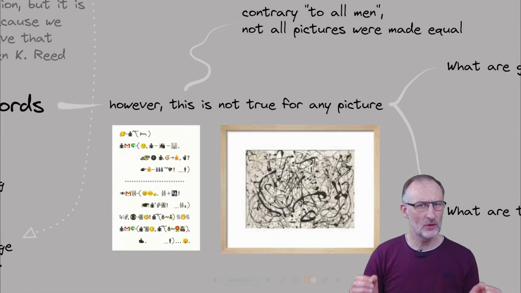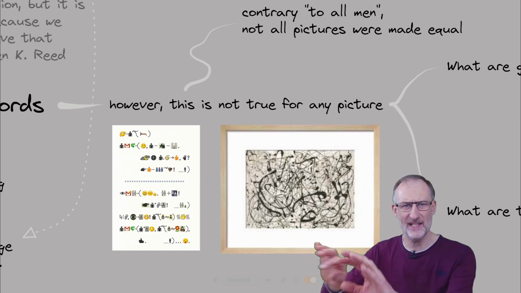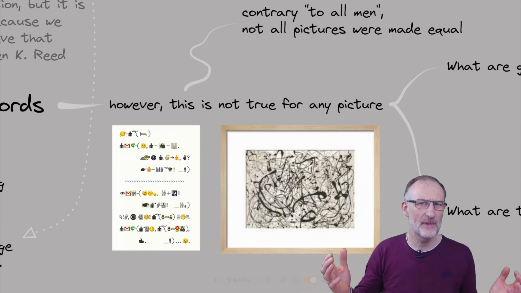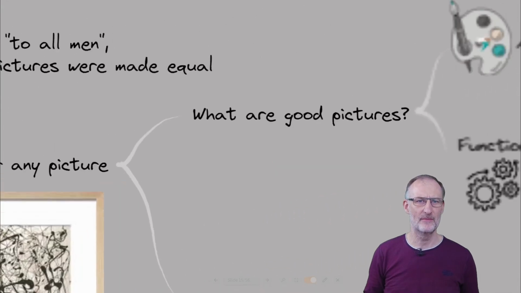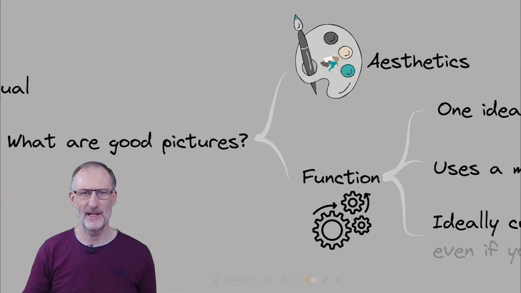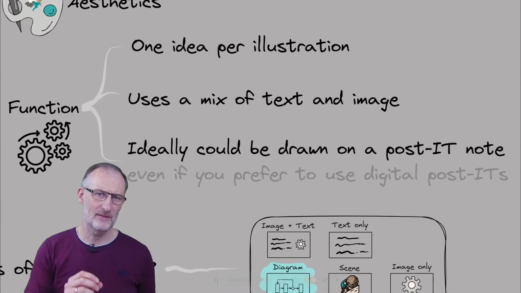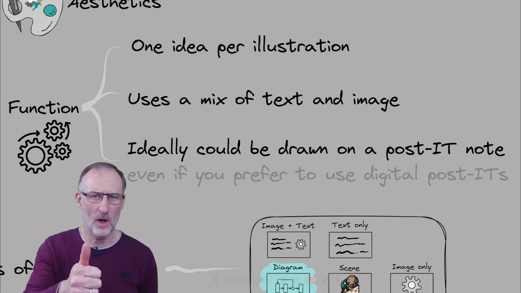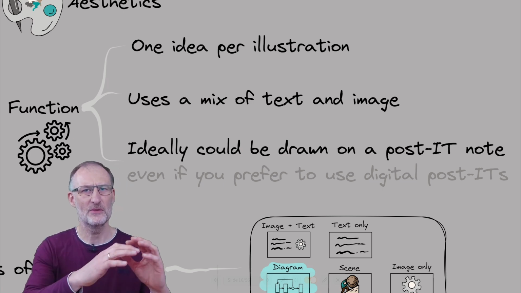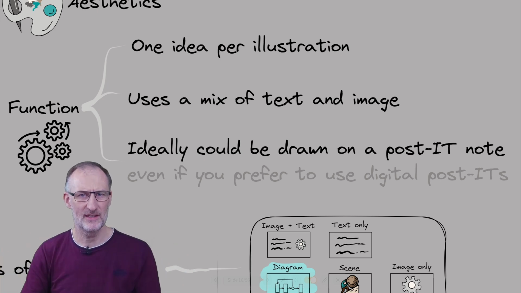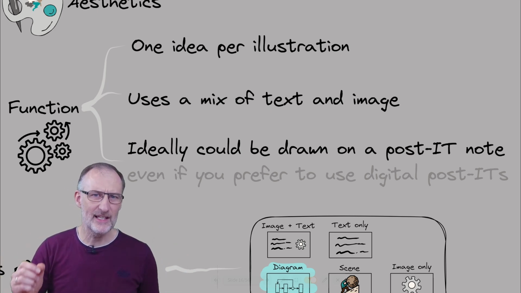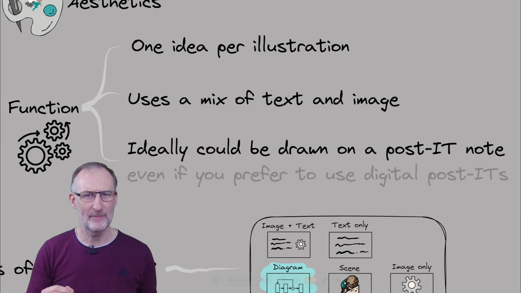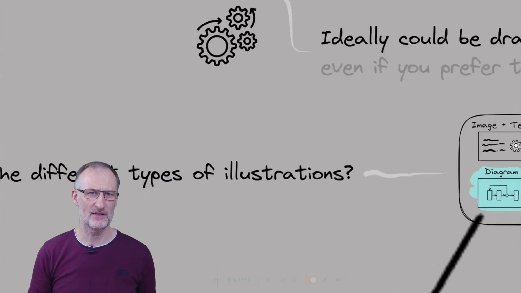However, not all pictures are created equal. Some clarify ideas and shape our thinking, while others just add to the mess. So what makes a good picture in PKM? Well, it's not just about aesthetics. Functions matter too. Good PKM illustrations focus on one idea per illustration and use a mix of text and images. Plus, ideally, you should be able to draw it on a napkin when talking to a friend at Starbucks.